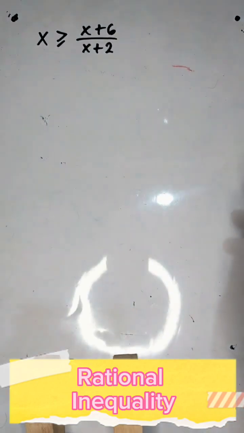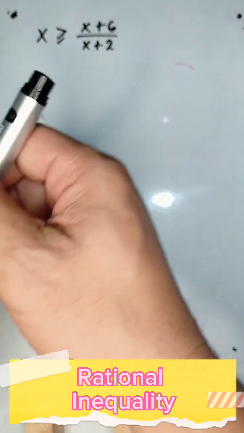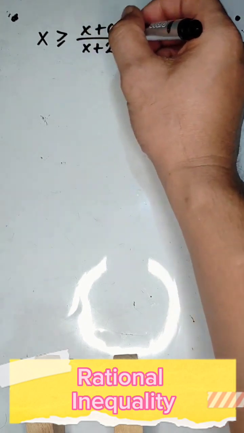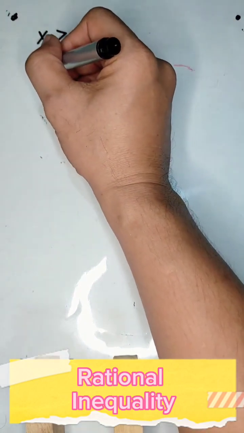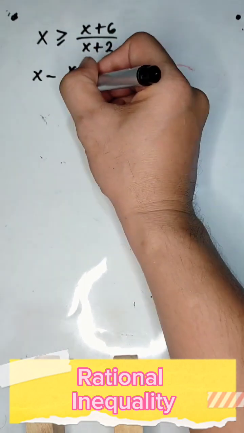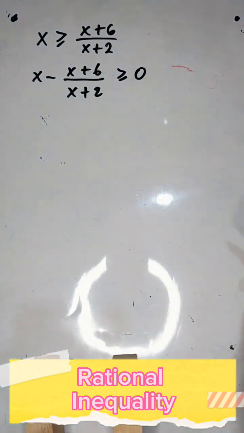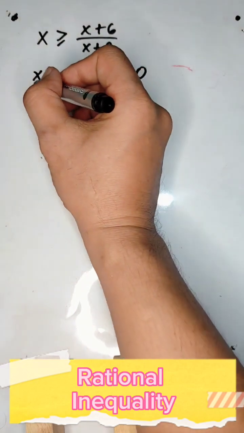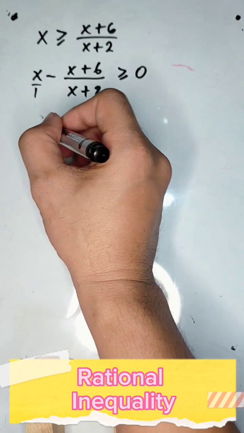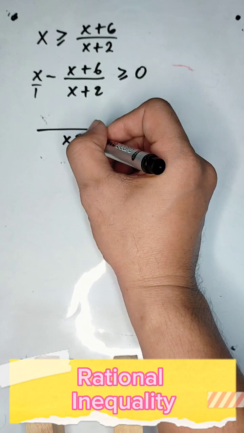Simply use the addition or subtraction property so that our inequality will not change. Okay, now let's move our right hand side to the left hand side. So this is now x minus (x plus 6) over (x plus 2) is greater than or equal to 0. Next, we know that the denominator of x is 1. Okay, let's take the LCD, which is x plus 2.